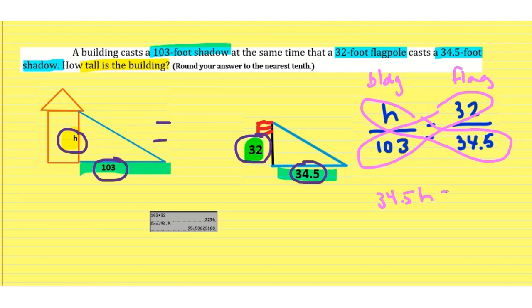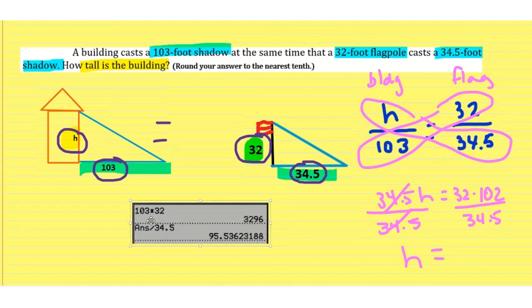So let's see, 34.5 h is equal to 32 times the 103. And then we're going to divide out the 34.5 on both sides. And then all those 34.5s are going to cancel there. And then h is going to be equal to that calculation. And we're going to use our handy dandy calculator. So 103. Can I write that down? Yes, I wrote that down wrong. It was supposed to be 103 right there. So 103, not 102. 103 times 32 is equal to 3,296.